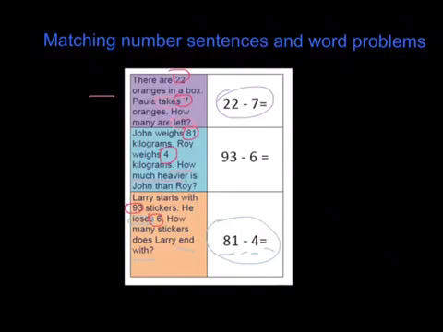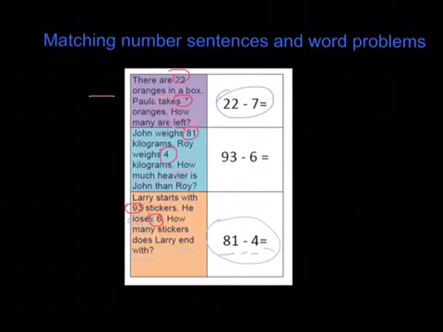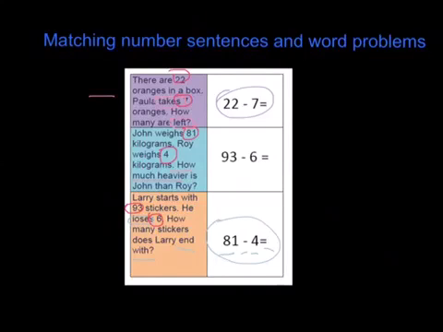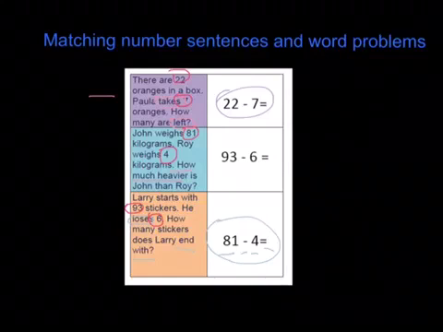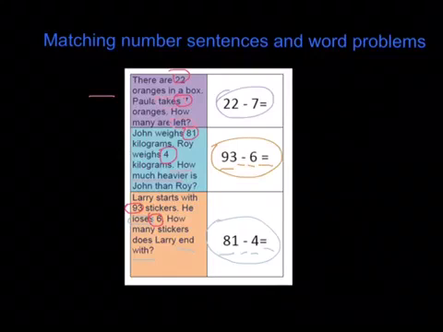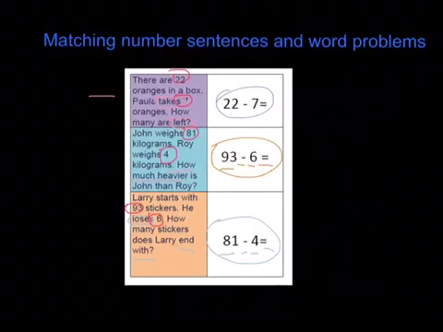93 and 6, that's right. Okay, start with the bigger number. 93, take away 6 equals. That's right, it's this one here. 93, take away 6 equals. Well done. Okay, now don't forget to go and do the practice task, matching up number sentences and word problems for subtraction.